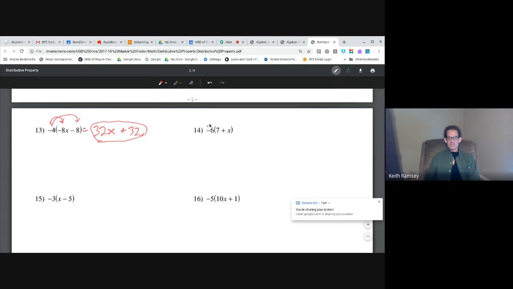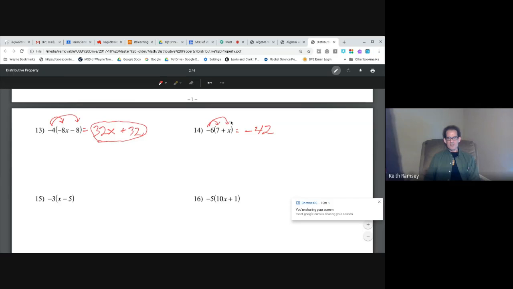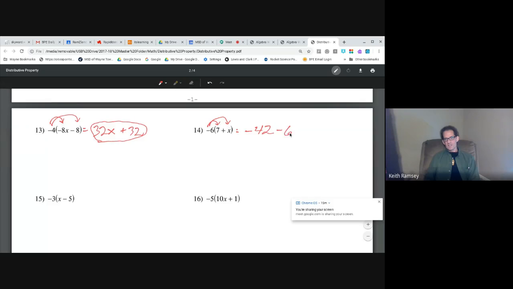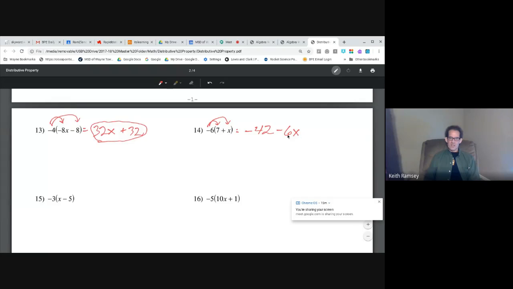Here's a -6 times a positive 7. The signs are different, so I have to say -42. I have -6 times x. That's like saying -6 times 1x. It's -6x. These are different because one has this x and this doesn't have an x, so don't try to combine them. That's simplified.